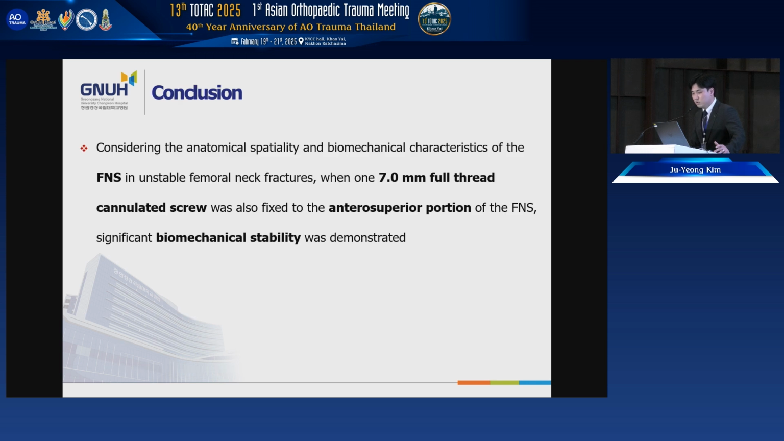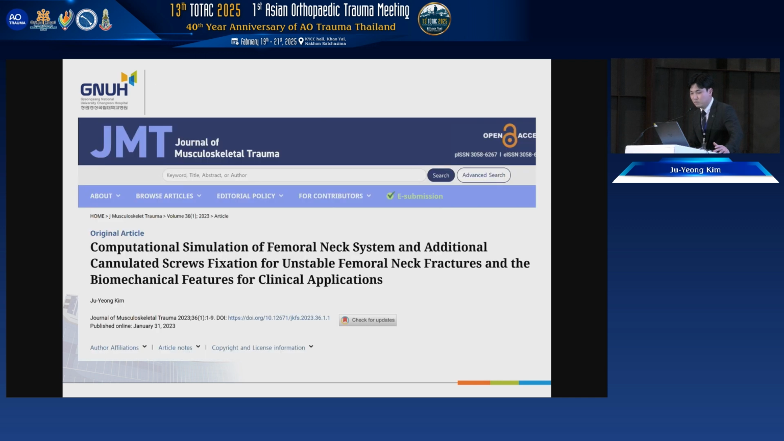In conclusion, this study confirmed that the use of FNS along with a 7.0 millimeter full-threaded cannulated screw in the anterior superior position enhances biomechanical stability in unstable femoral neck fractures. This study was published in JMT in 2023.